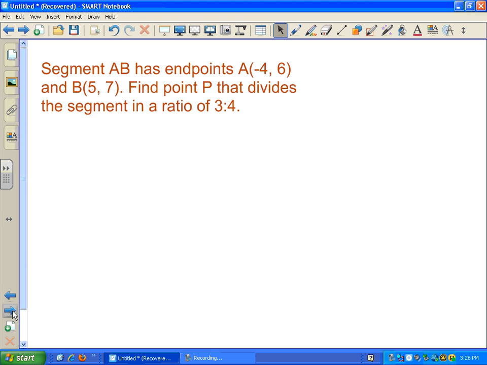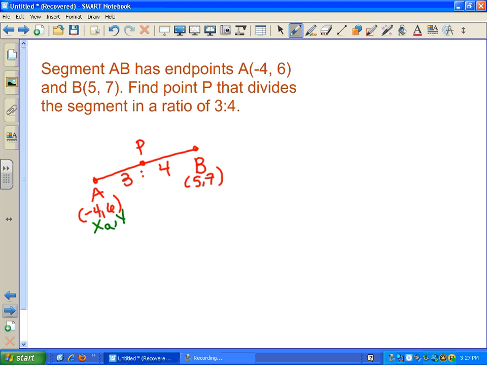Welcome back. So I'm just going to go ahead and do a rough sketch here. Here's A, here's B. A is at (-4, 6), and B is at (5, 7), and I have to find point P that divides it into the ratio of 3 to 4. So I know negative 4 is my x sub A, 6 is my y sub A, 5 is my x sub B, and 7 is my y sub B. 3 is my k1, and 4 is my k2.